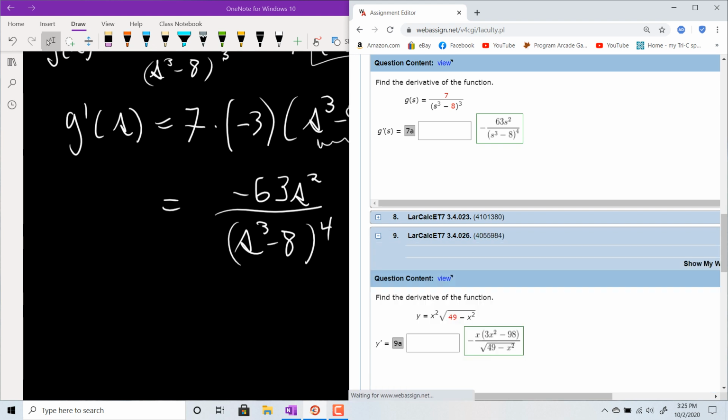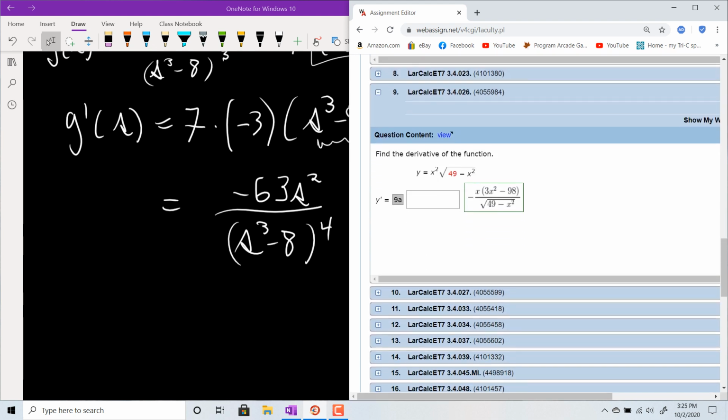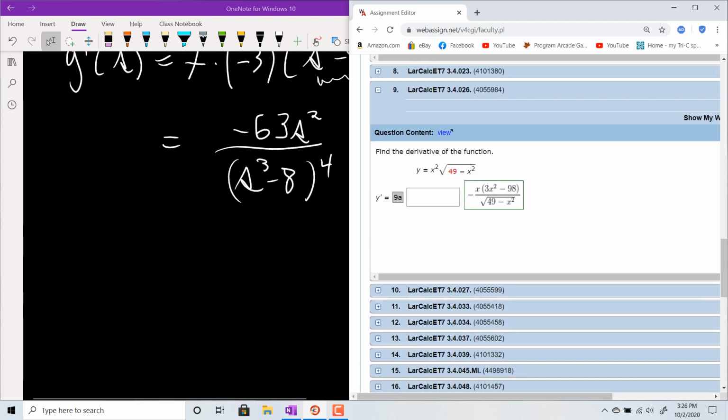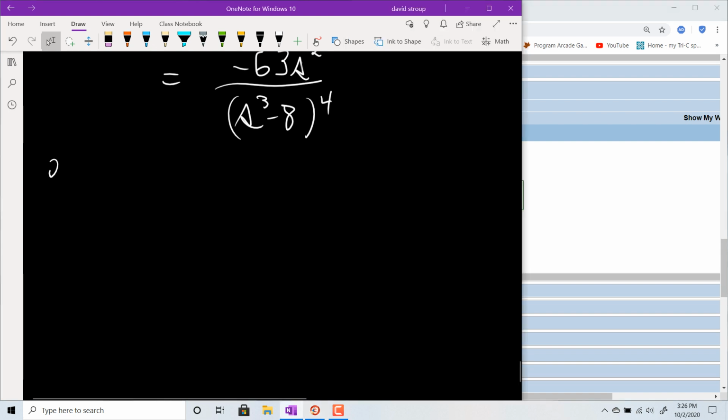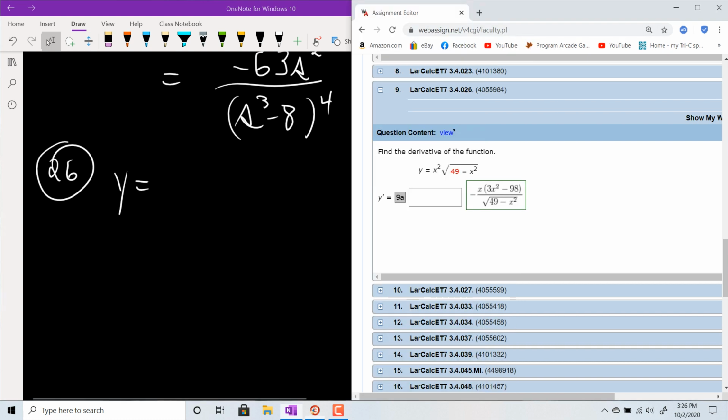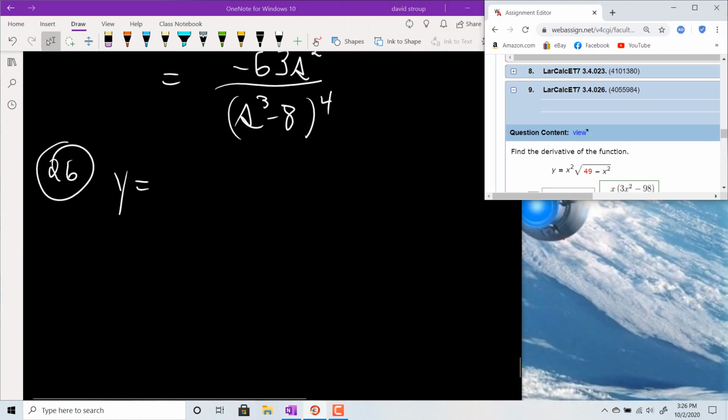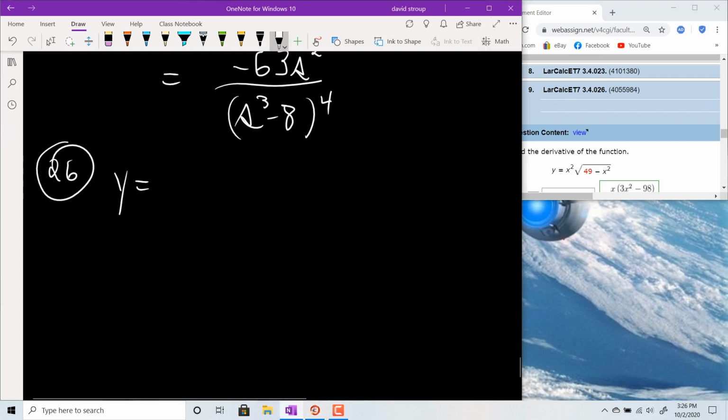So get another. Okay, so this guy is a little harder because it's a product rule on top of the chain rule. So let's look at that. This is 26. We have y equals x squared times the square root of 49 minus x squared. Okay, I'm going to rewrite it.